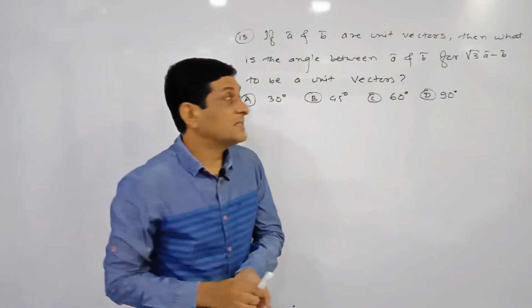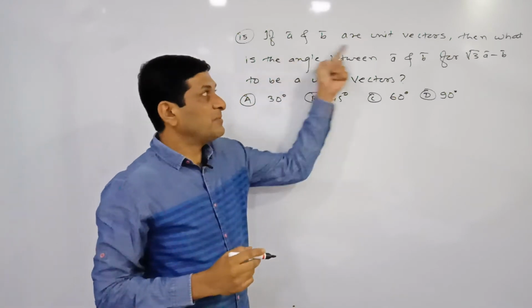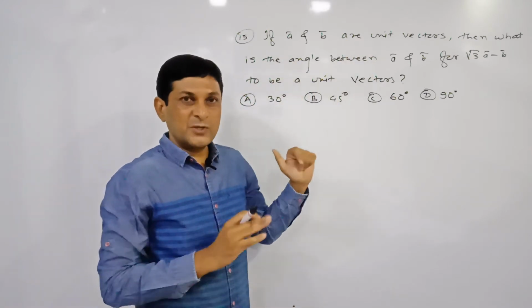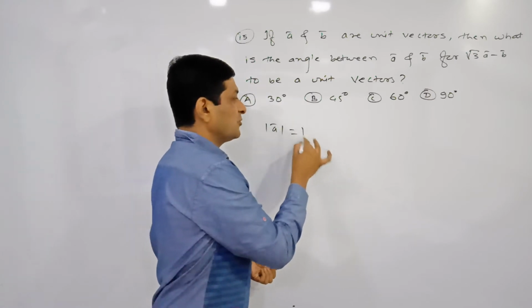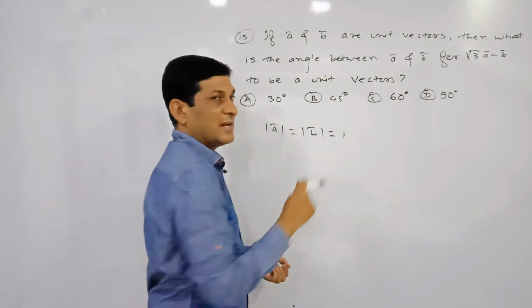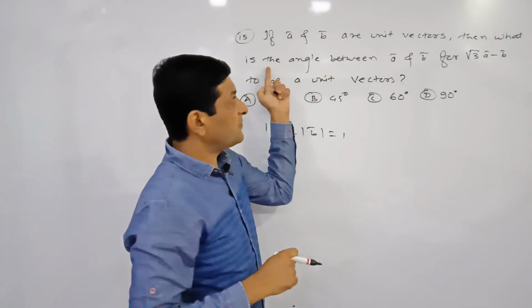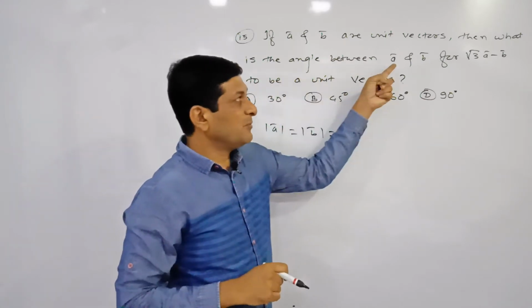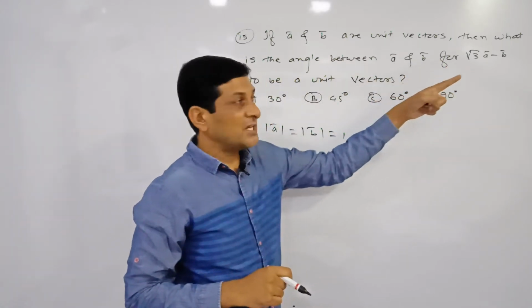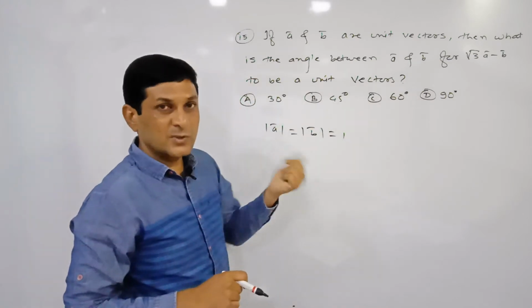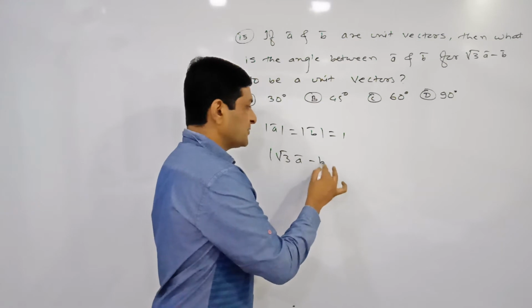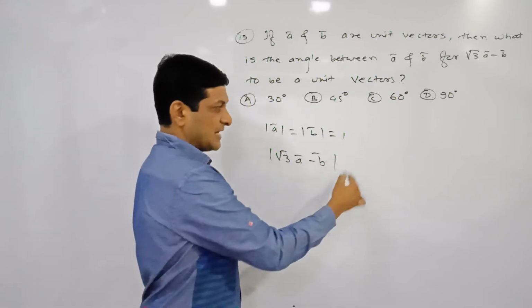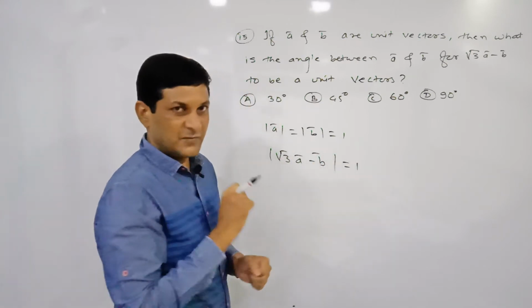See, in example number 15, A bar and B bar are unit vectors. It is given to us that these are unit vectors, which means the magnitude of A bar is equal to the magnitude of B bar is equal to 1. Again, what is given to us is to find the angle between A bar and B bar, if root 3 A bar minus B bar is also a unit vector, which means its magnitude is equal to 1. It is the given condition.